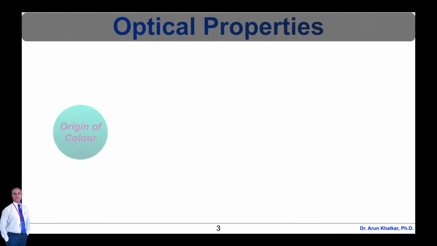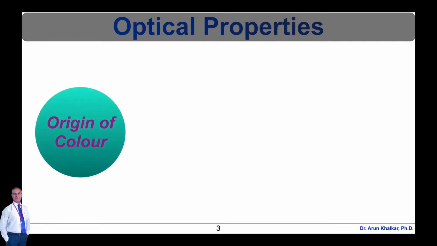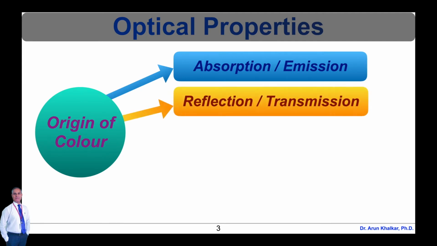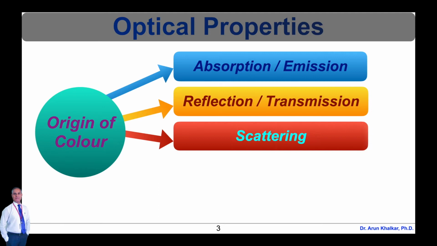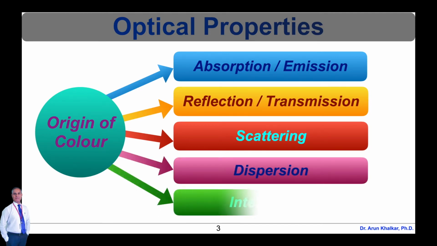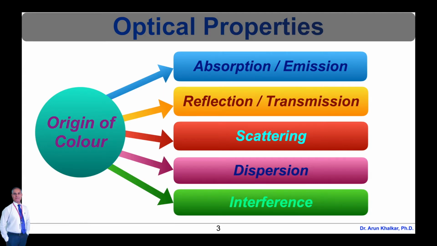Color can arise from various mechanisms, as shown here, the origin of the color, which is from absorption or emission, reflection or transmission, scattering, for example the blue sky, dispersion, for example a prism, interference, for example oil films on water surface, compact disc or butterfly wing. It is one of the most useful features of nanoparticles. It has a wide range of applications in visual science.